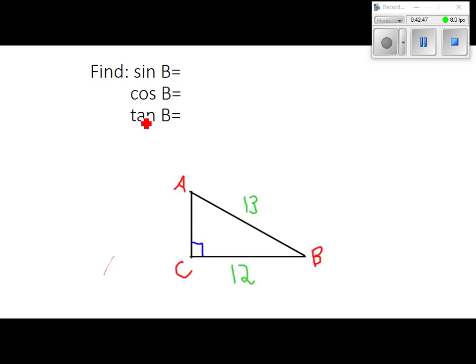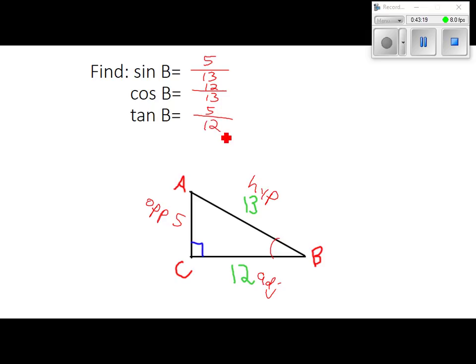What's going to change when we find angle B? This is the opposite leg now, and this one down here is the adjacent, and now this is the what? Still the hypotenuse. And then we just switch it around. Let's just write it real quick. Sine is 5 over 13. About for cosine, 12 over 13. The tangent, the TOA part, 5 over 12.